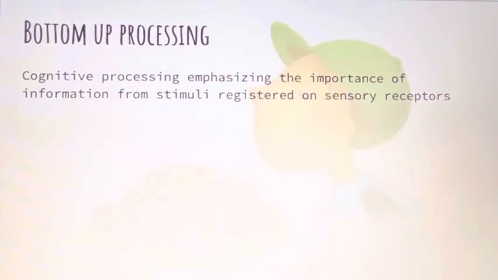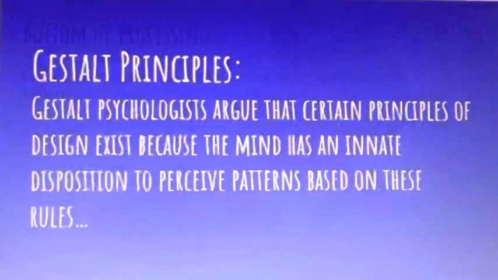And then bottom-up processing is cognitive processing emphasizing the importance of information from stimuli registered on sensory receptors. So this one depends more on background knowledge to lead to an analysis. An example would be if you smelled something warm, you can use some images and memories to realize that it might be the smell of cookies, and that means somebody must have some cookies. So you might want to go ask for one if you are a cookie fan.